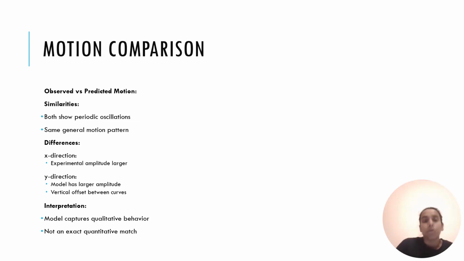When comparing motion, both the model and experimental data show periodic oscillations, meaning the model captures the general behavior of the system. However, there are differences. The experimental motion has larger amplitude in the x direction, while the model shows larger oscillations in the y direction. These differences indicate that the model is qualitatively correct, but not perfectly accurate.